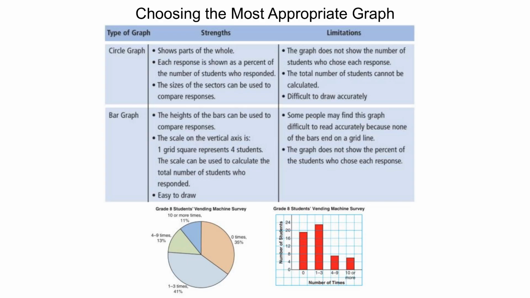The limitations, or the downside, are that some people may find this graph difficult to read accurately. In this case, none of the bars end up on a specific grid line, so you're constantly interpolating which value it actually is. Also, the graph does not show the percent of the students who chose each response, so it's showing you the exact numbers, but it doesn't give you a percentage breakdown.